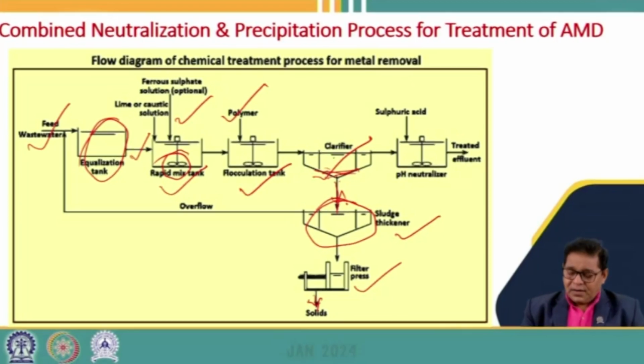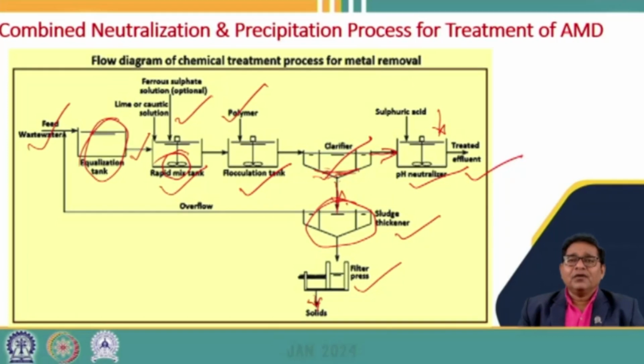And then after removal of these solids in the clarifier, the rest of the water goes to the pH neutralization tank, because for the precipitation process sometimes the pH has to be increased to a level of 10 to 11, and because of this high pH it is not suitable for discharge as per the effluent discharge standard. So again acid is added in order to bring down the pH near the neutralized range, and then this treated effluent is finally disposed of or put to industrial use, for sprinkling in the mines.